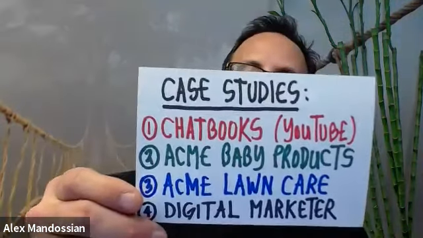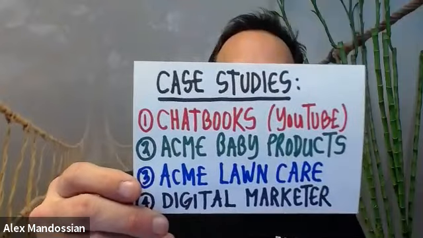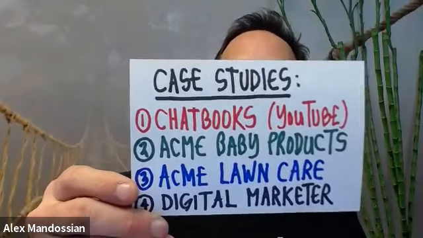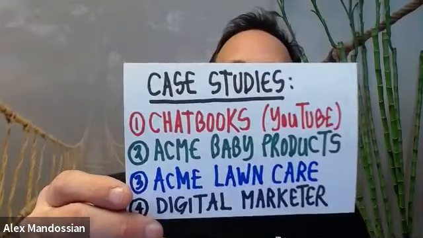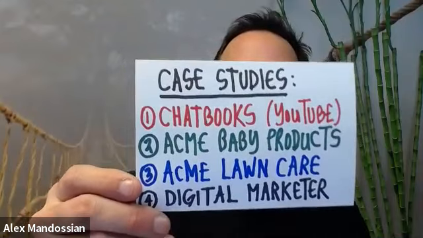All right. So before we shut it down, here are the case studies. Okay, you can see the chat book on YouTube. It's a very, very clever commercial. Acme Baby Products, make-believe company. Acme Lawn Care, make-believe company, digital marketer. That's a real company, and it went from 5 million to over 40 million using this process.